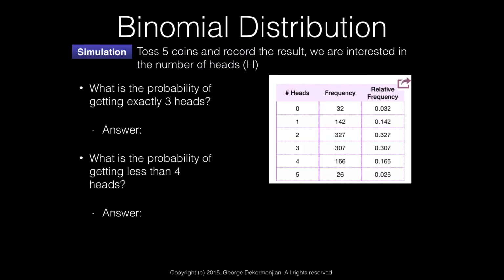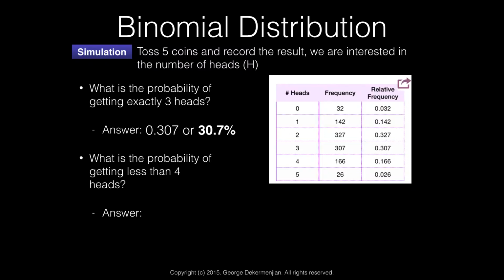We want to know what is the probability of getting exactly 3 heads. We can look at 3 under number of heads and look at the relative frequency, which is the empirical probability, and it looks like that is 0.307 or 30.7%.